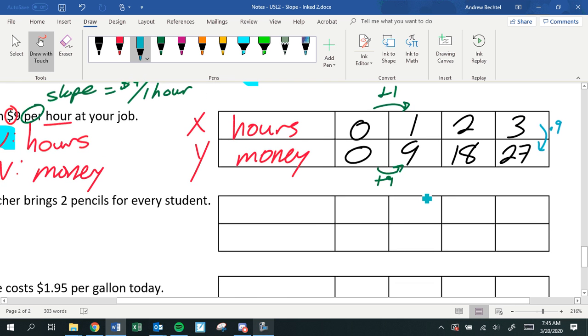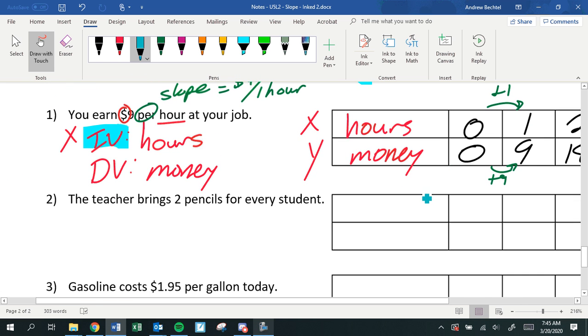Let's do one more example before you attempt the rest on your own. The teacher brings 2 pencils for every student. Well, we're measuring pencils. There's one of our variables. What else are we measuring? We'd measure how many students there are.